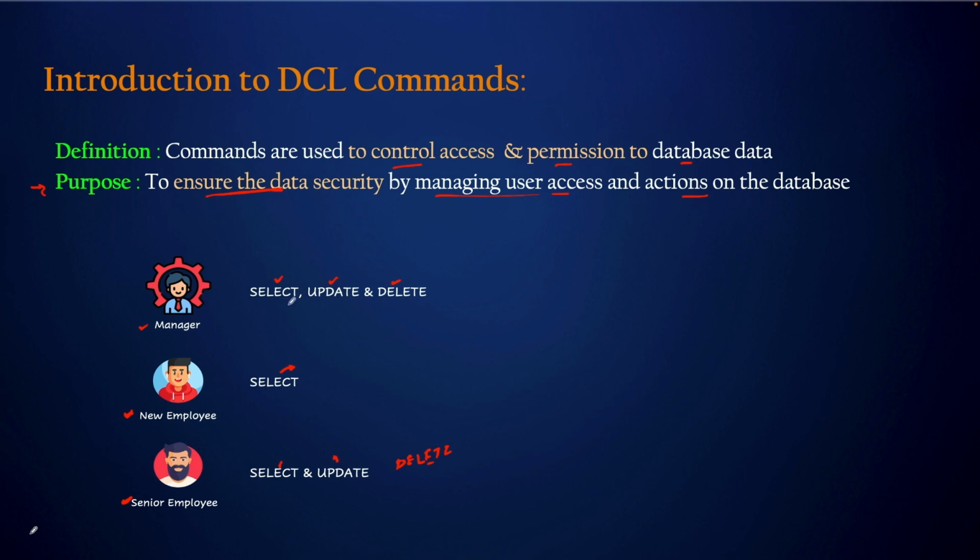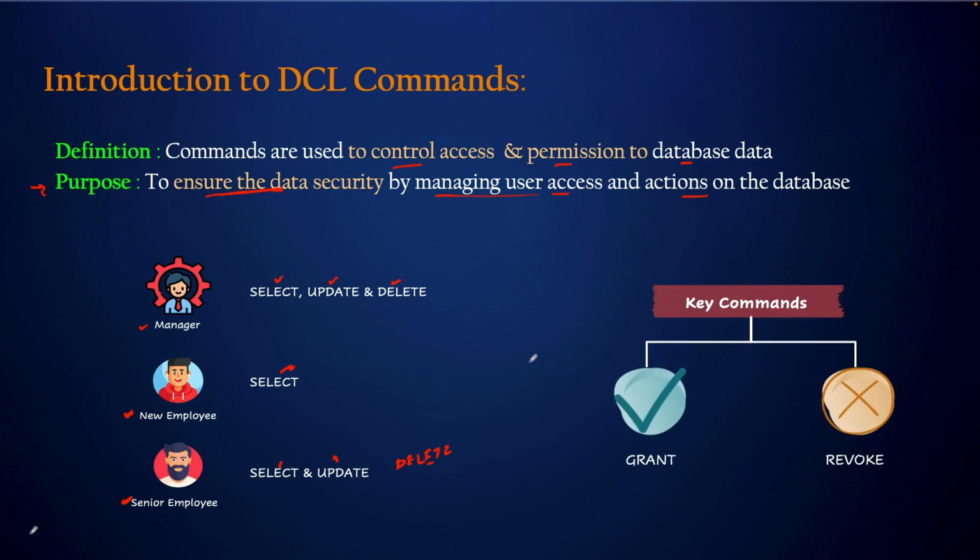But we have to see what commands are used to give these privileges and to remove these privileges. These commands are grant, where you can grant permissions like select, update, and delete, and revoke. Using revoke, you can remove the given privileges. Let's say I want to remove this permission, then I can use the revoke command to remove it.